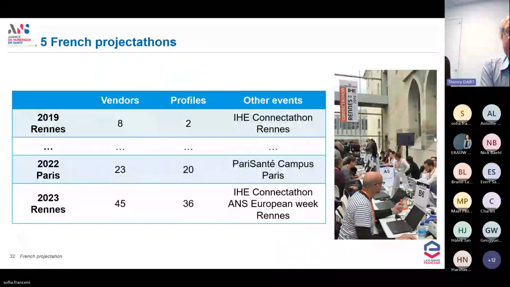So we organized the first French projectathon in Rennes a few years ago. We were testing only 2 profiles, and we have only 8 vendors. And the last projectathon in Rennes in September, we have been testing 36 profiles, and we have 45 vendors. So quite huge projectathon for this year. Next slide.